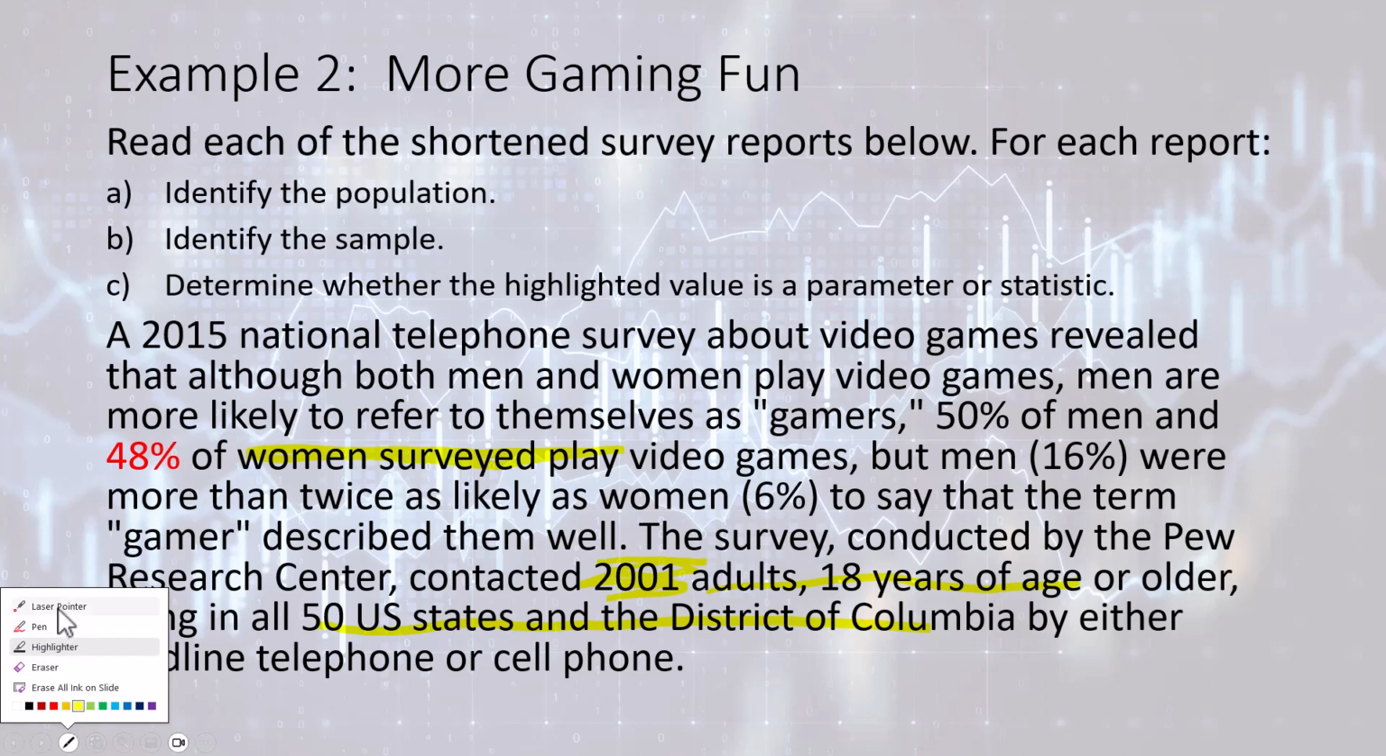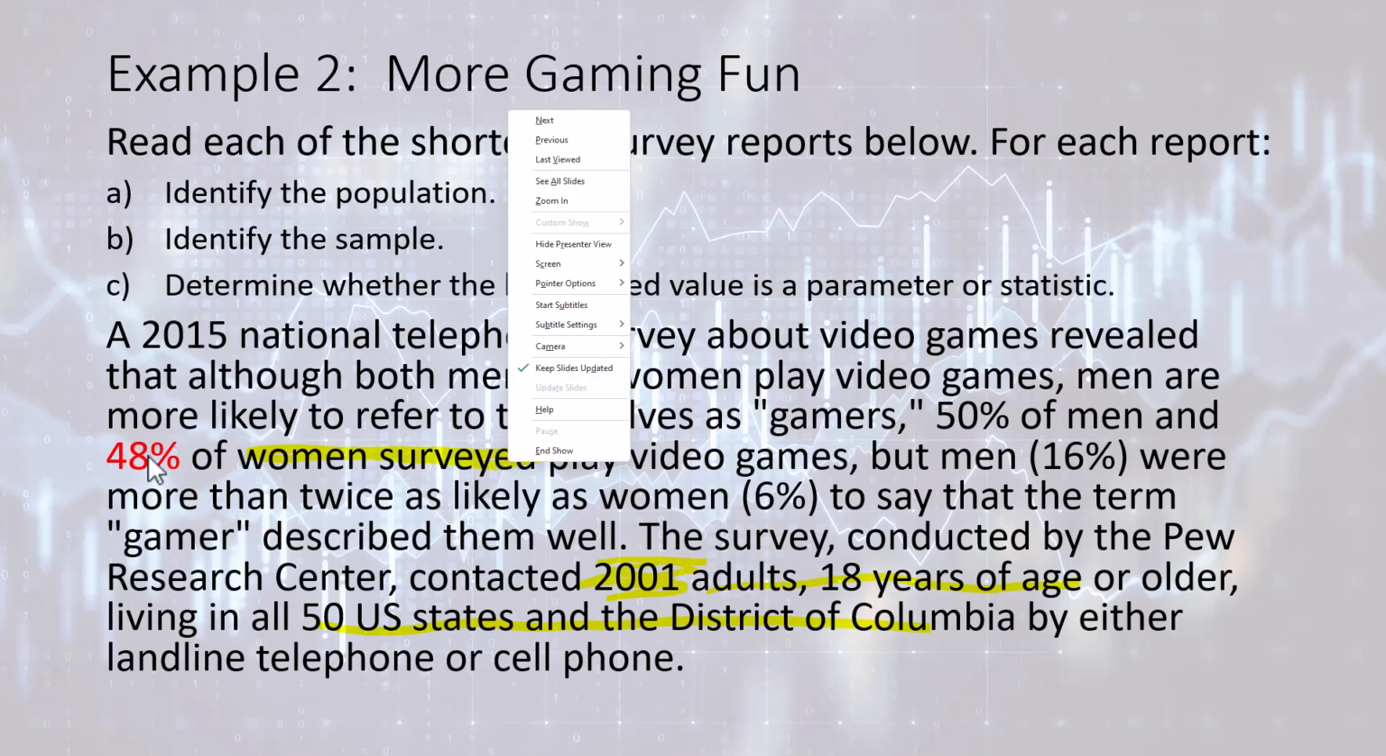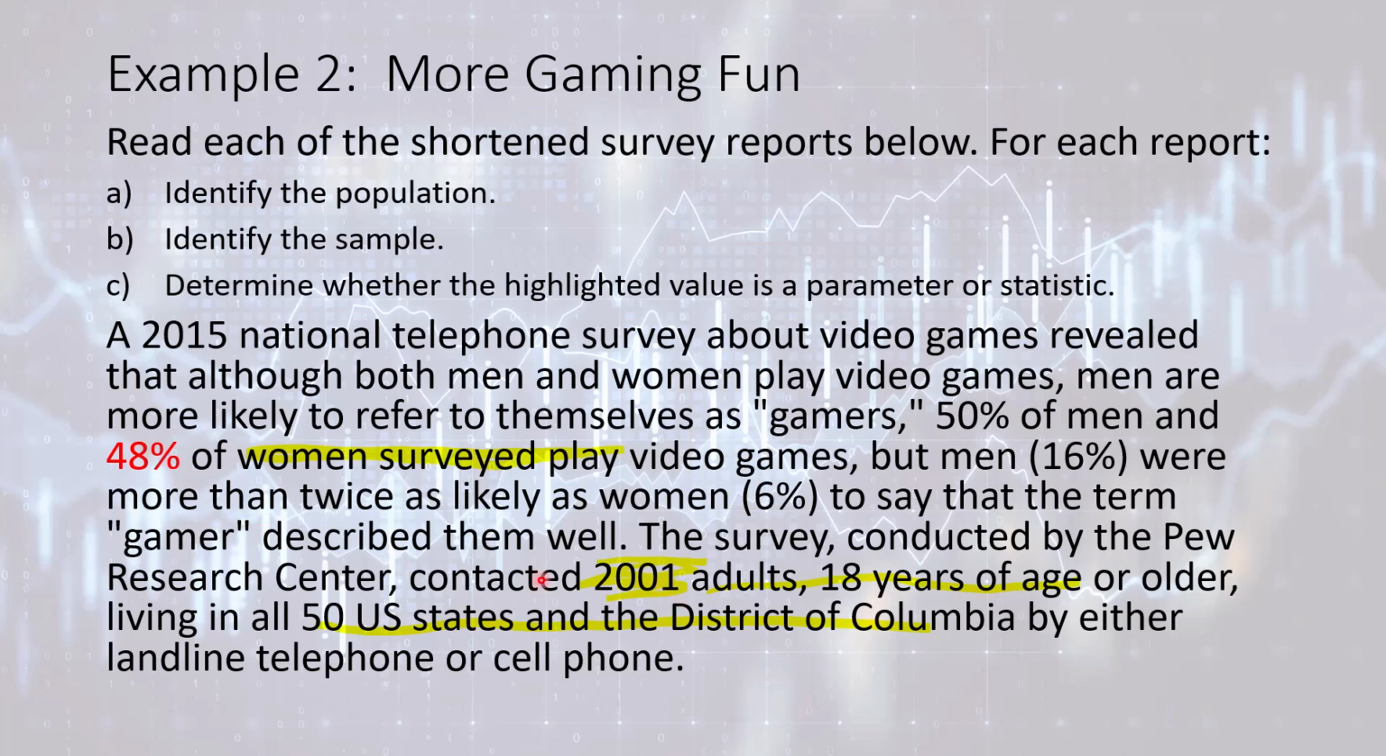So once again, the population is going to be all the adults living in the 50 U.S. states and D.C. Okay, that is the population, 18 years and older. The sample, right here, is basically just 2001 of them. And then is this a statistic or a parameter? Well, notice that this is a result of the people that were surveyed. In other words, this is a result of the sample. So this is a sample statistic, or just simply a statistic.